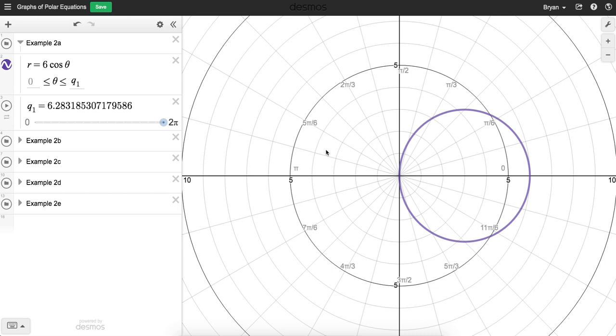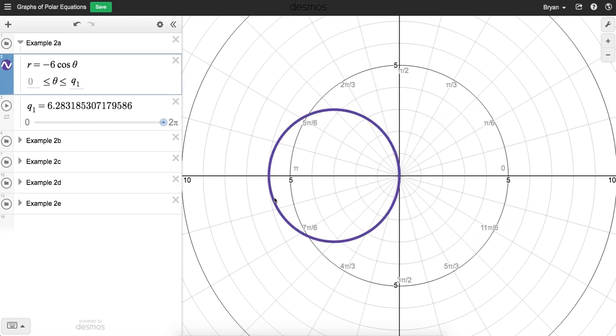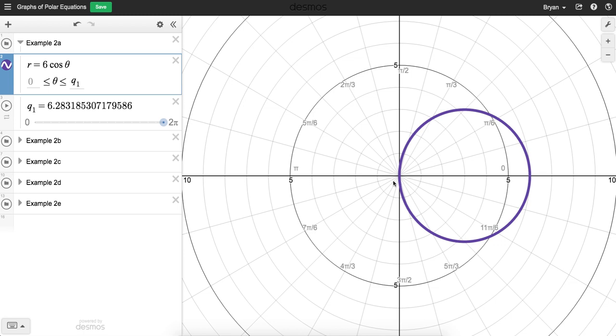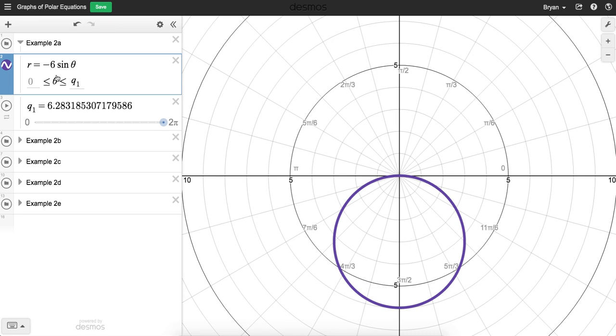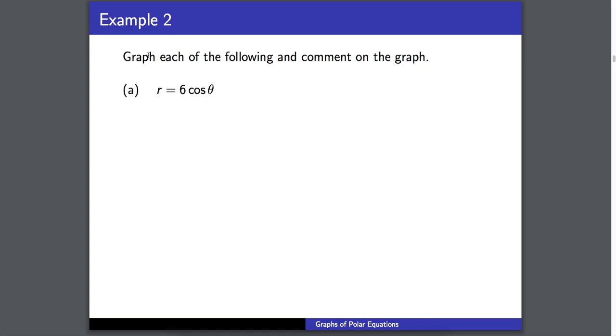Now, because it's cosine, it's going to go along the x-axis, or the polar axis here. If we made this negative 6, it would reflect it so it's on the negative side. And because it's cosine, it's flipping over, so it's left or right. If we change from cosine to sine, it's going to make it either up or down. So negative 6 sine theta would make it facing downward. Again, notice that the circle's diameter is still 6. That has not changed. So with 6 cosine theta, it is a circle. The center's at 3, 0, and the diameter is 6. It also goes through the pole or the origin.